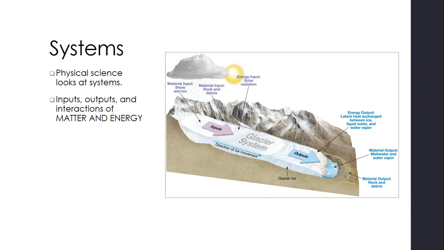We also look at systems. We're going to spend a decent amount of time in this class looking at systems. This is a glacier system, which will be one of the last chapters that we cover. So physical systems, physical science looks at systems, inputs and outputs, and interactions of matter and energy, right? So how do glaciers form? How do they move? You can see there the material input is snow and ice. You have an energy input of solar radiation that's helping melt it and push it down a hill. And we'll talk a lot about systems in this class.